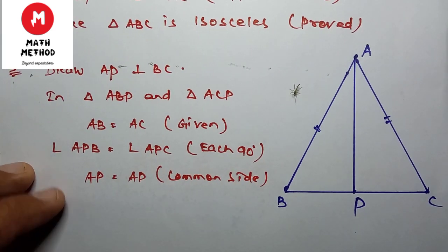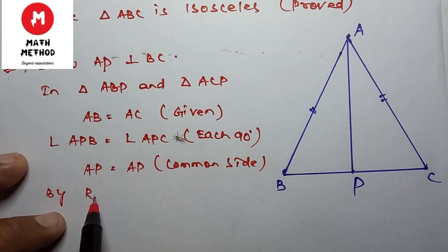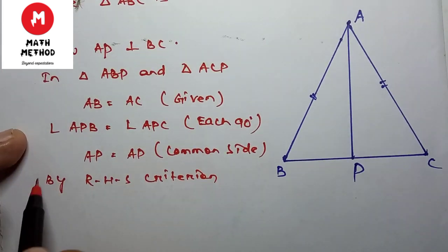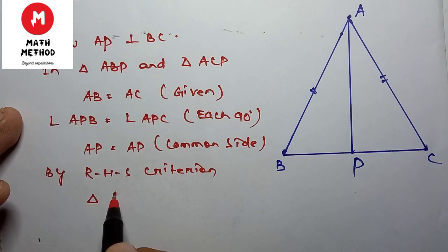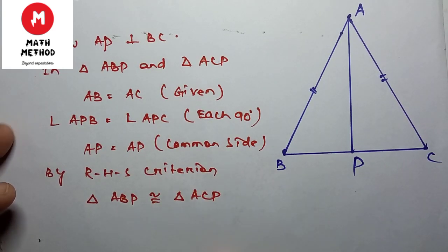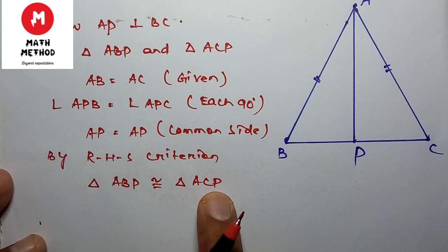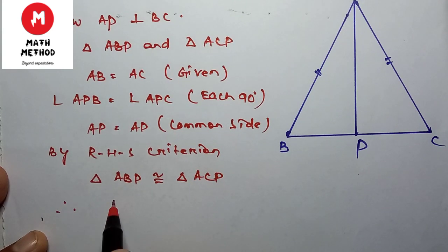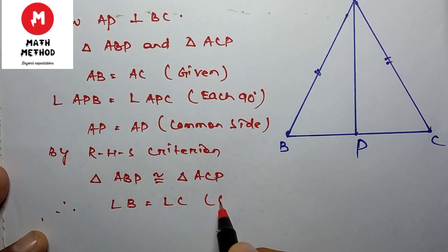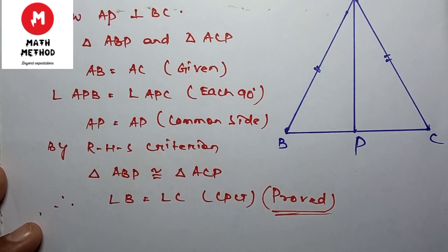So by RHS congruence rule, by RHS criterion, triangle ABP is congruent with triangle ACP. Therefore, angle B is equal to angle C. This is by CPCT, which is what we had to prove.